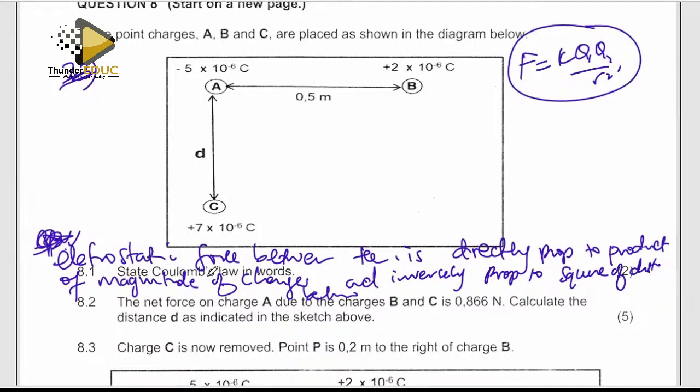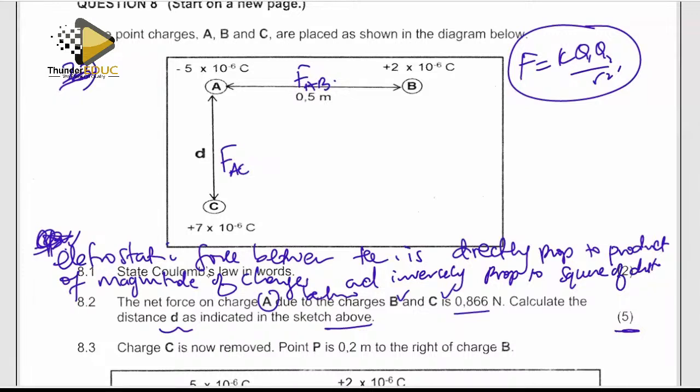Then 8.2, they're telling us that the net force on A due to B and C is 0.866. Can we calculate the distance D as indicated in the sketch for 5 marks? Okay, so we need to get the force FC, the force AB.